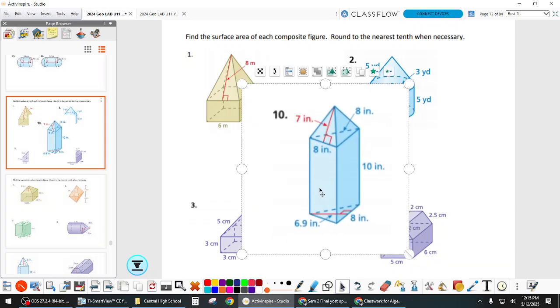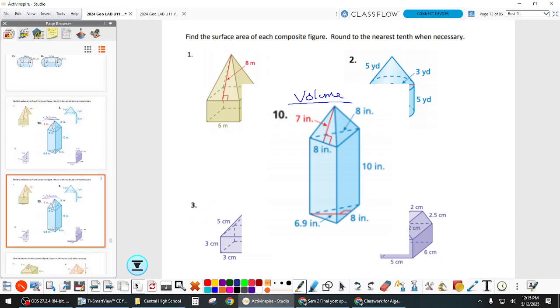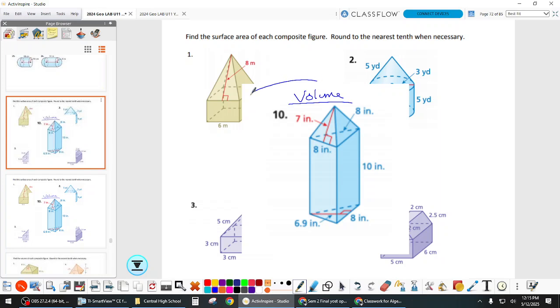So it says find the surface area of each composite. And let's change that. We can get this off here. Let's just change that to volume so we can practice that from Friday's work. And we'll worry about surface area another time. Sound good? So volume just of the skyscraper problem of that guy. So 5 minutes.